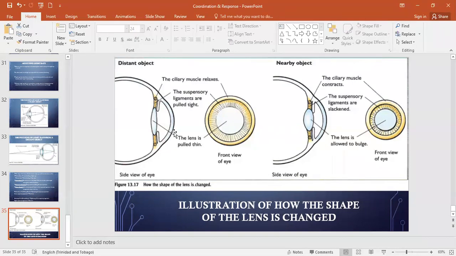Very good, distant object. And then the other one, when the lens is actually thicker, what does that mean? It will mean the opposite, yeah? And of course, it is shown on the diagram as well, on the picture. So you all should have had an easy guess with the answer.